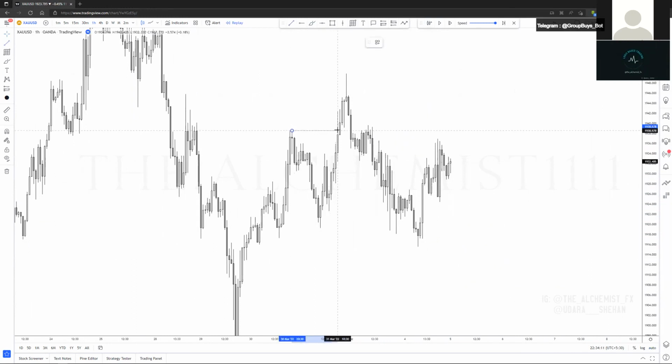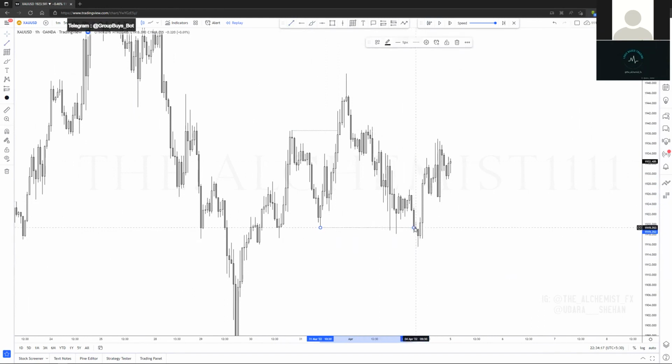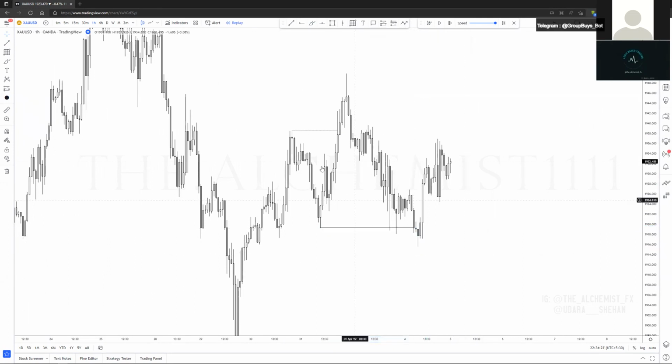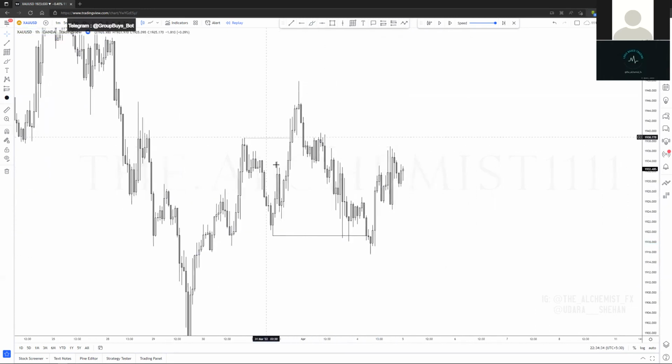Stop hunt, and a breakout structure. Why am I marking it out from here? Because this is where they actually broke structure. See, a body closing. I wouldn't count this as a breakout structure. A wick isn't a breakout structure, it's only a stop hunt. So a stop hunt and a breakout structure will make this a strong high.